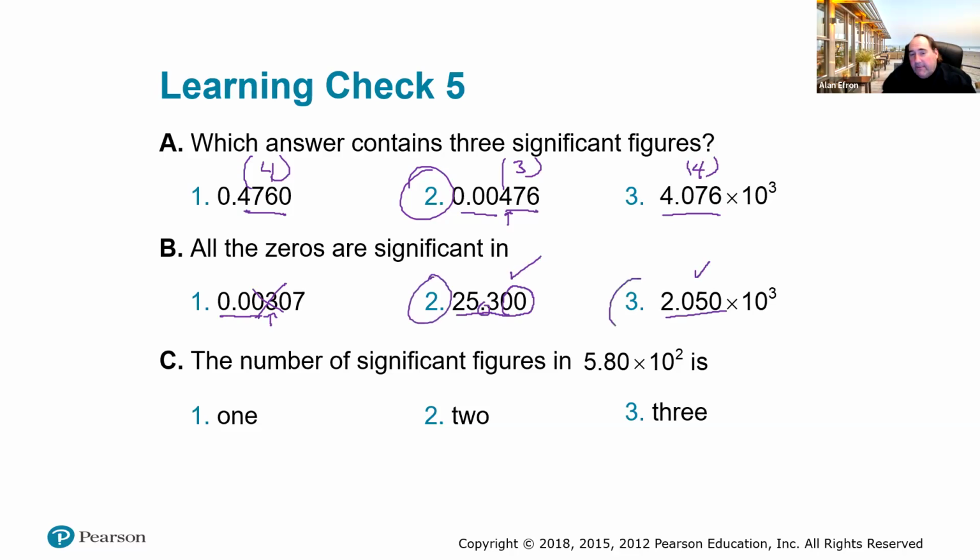And these zeros here are significant as well. So actually, it's 2 answers here. Both of those have all of the zeros significant. So more than one answer, I guess, in this particular one.